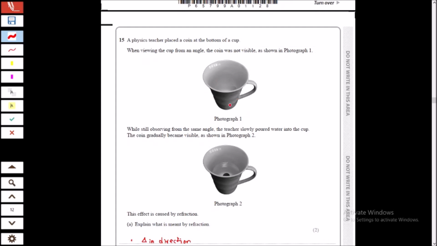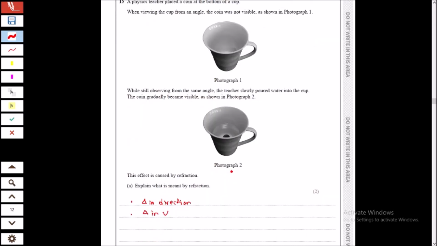So this cup is initially empty, and we have a coin here, but when we fill it up with water, we can see the coin from the same angle. So what is meant by refraction? Refraction is the change in direction of waves due to a change in velocity.